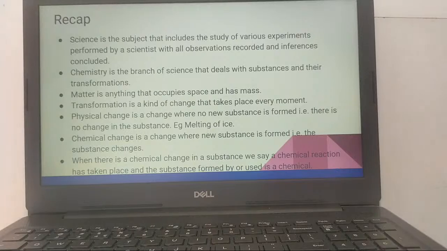Here you have understood that when there is transformation taking place, the transformation is taking place in the composition of the substance. We find the methods of preparation in this subject and also the reactions of the substance with other substances. Then we discussed matter. What is matter? It's anything that occupies space and has mass.